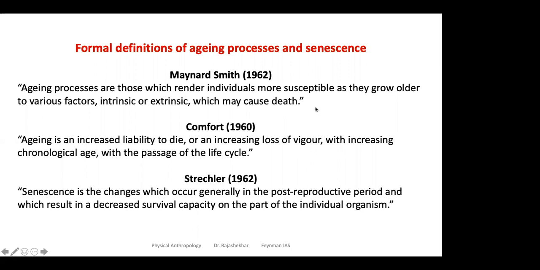It may sound the same to you, right? Both aging and this, but senescence is a process that leads to the aging, and which becomes more and more evident at later points of our life. That is why they're saying that senescence is the changes that happen generally after the post-reproductive period, resulting in decreased survival capacity of the individual organism. Eventually this leads to the aging process. So both are related, and more or less sound similar to us. But one is a cellular process, another one is the overall change in the body's capacity to function.